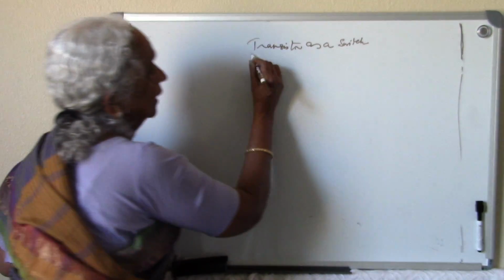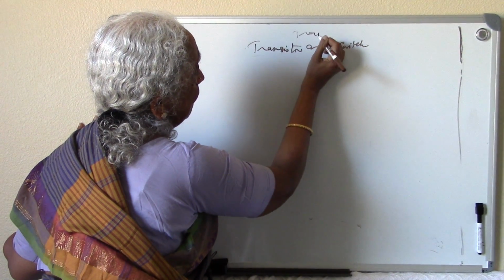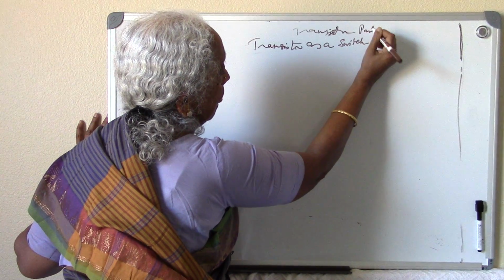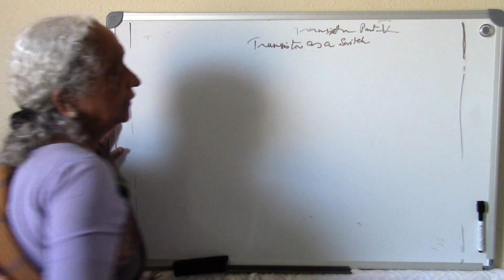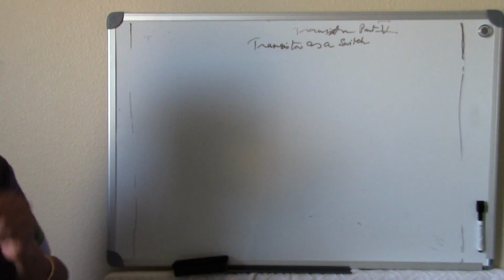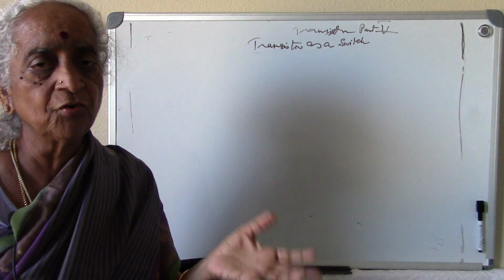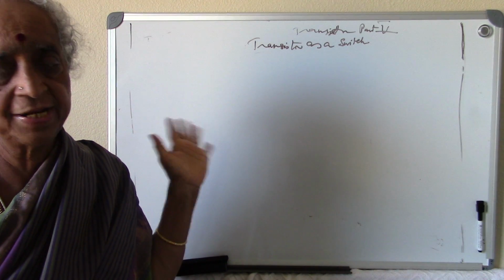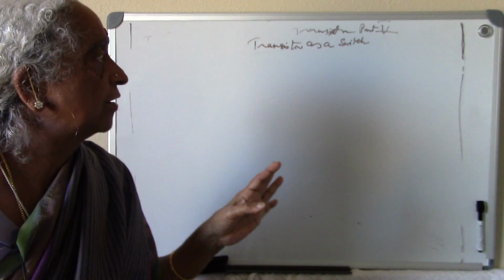Now the class, this is transistor part 5. Now this is transistor as a switch. Yesterday we saw the circuit for the previous class, transistor session 4, which was about the transistor characteristics in the common emitter NPN transistor common emitter mode.